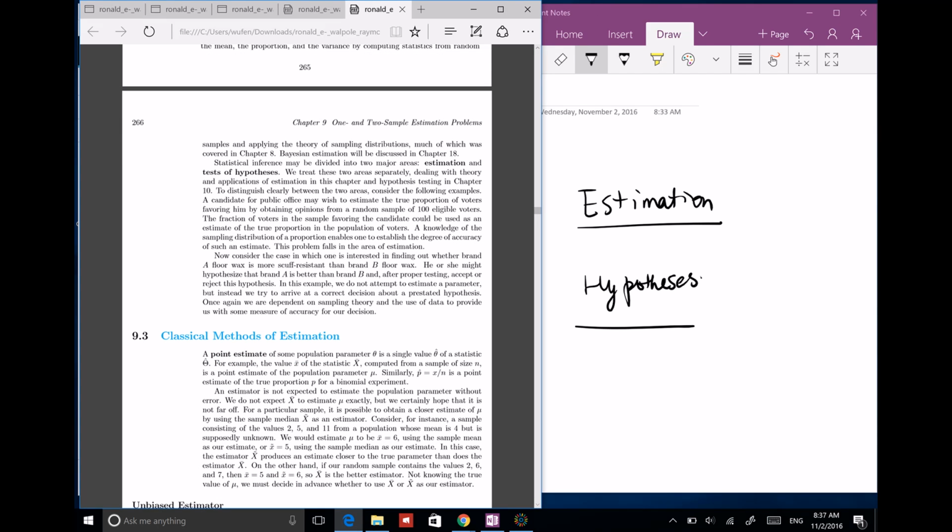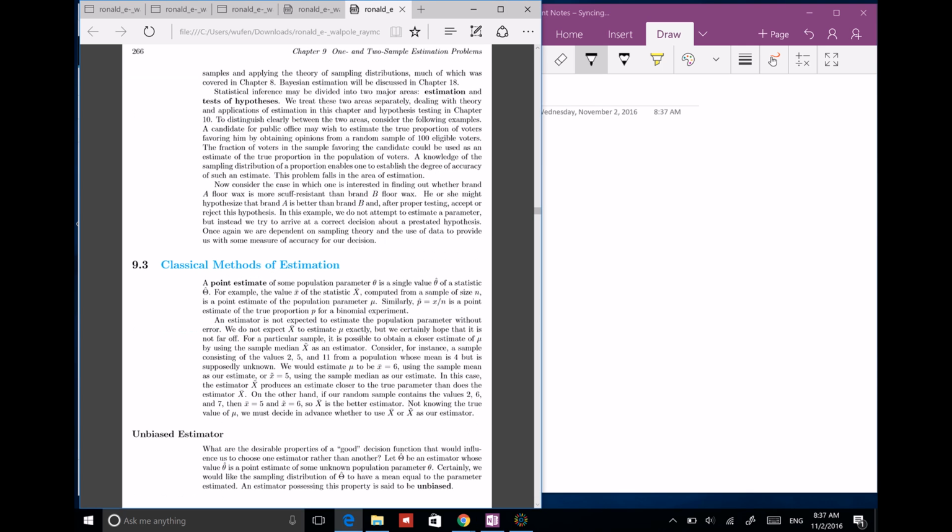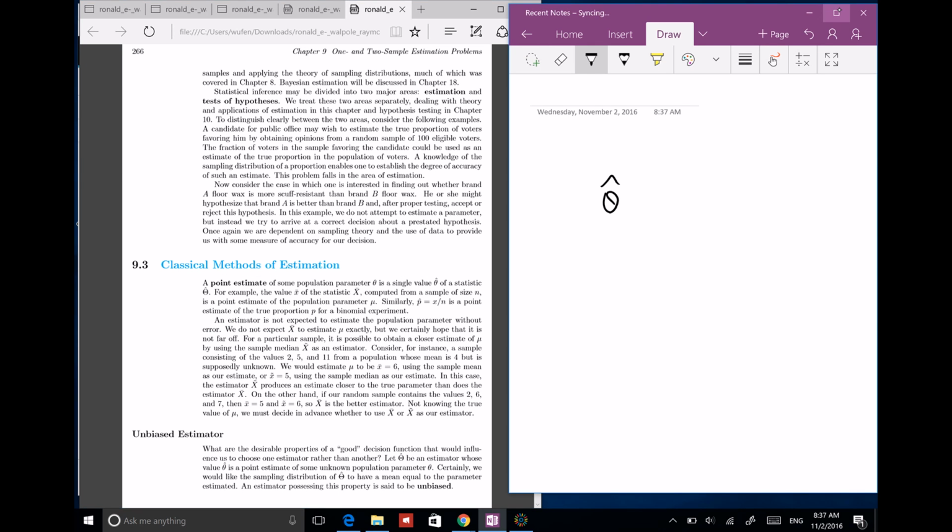But for the estimation, first we'll look at the point estimate. Point estimate of a population parameter theta is a single value of the statistic, big theta, of the population. For example, the value small x bar of the statistic big X bar computed from a sample of size n.